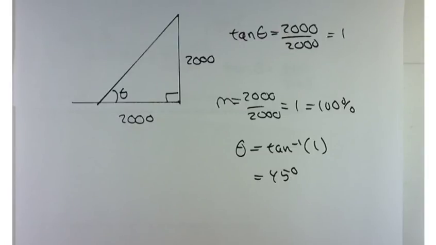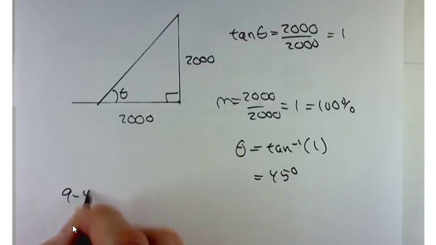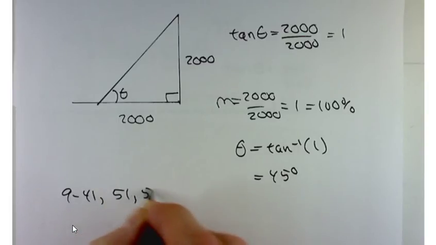All right, let me give you some homework, get you out of here. For homework, try 9 through 41, and try 51 and 53. 9 through 41, 51 and 53.